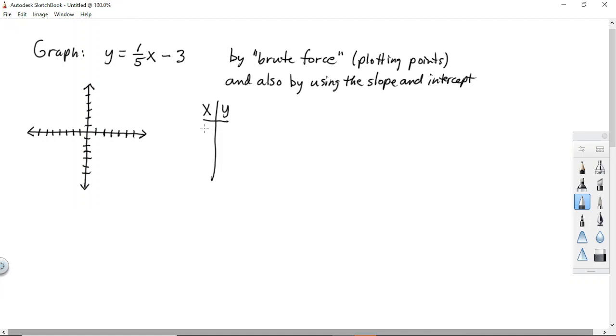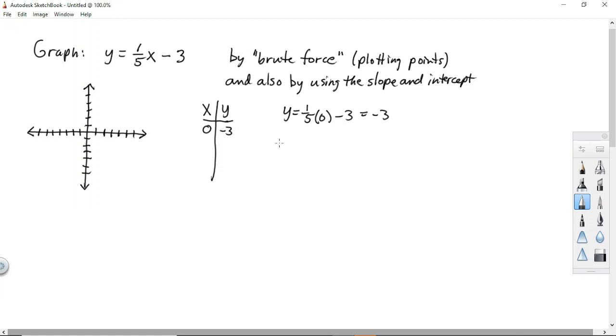We can pick anything we want for x. So let's pick 0. That just means we put in 0 for x. You can probably do this in your head, but I'm going to write it down over here anyway. y equals 1/5, and we're putting in 0 for x, minus 3. So 1/5 times 0 is 0. Minus 3 is negative 3. So when x is 0, y is negative 3.